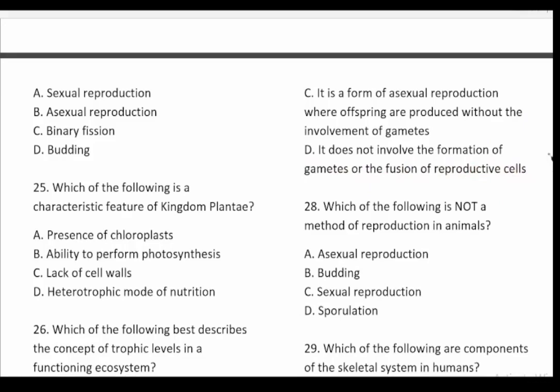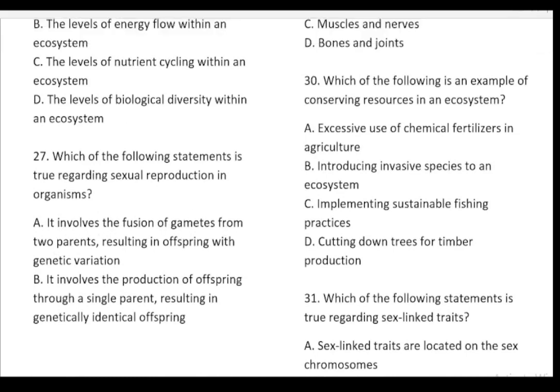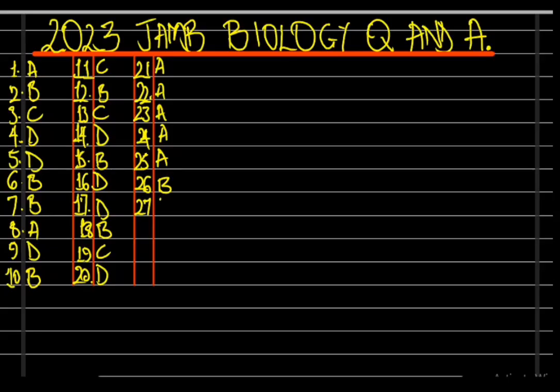Now the answer is option A, which is talking about the fusion of gametes. It says it involves the fusion of gametes from two parents. That is the very clue that we are looking for. Since we are talking about sexual reproduction, it must involve two parents. If you look at options B, C, and D, we notice that they are talking about single parents. So the answer we're looking for is option A for question 27. And then question 28 now.